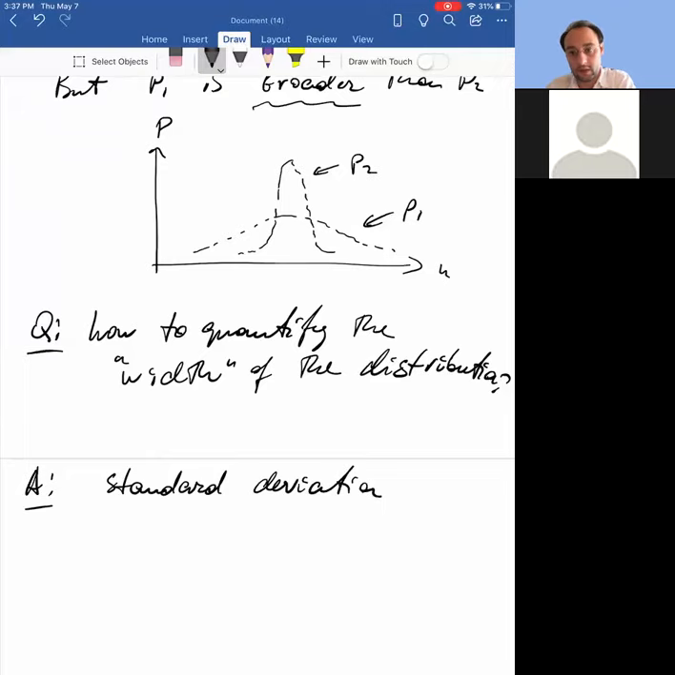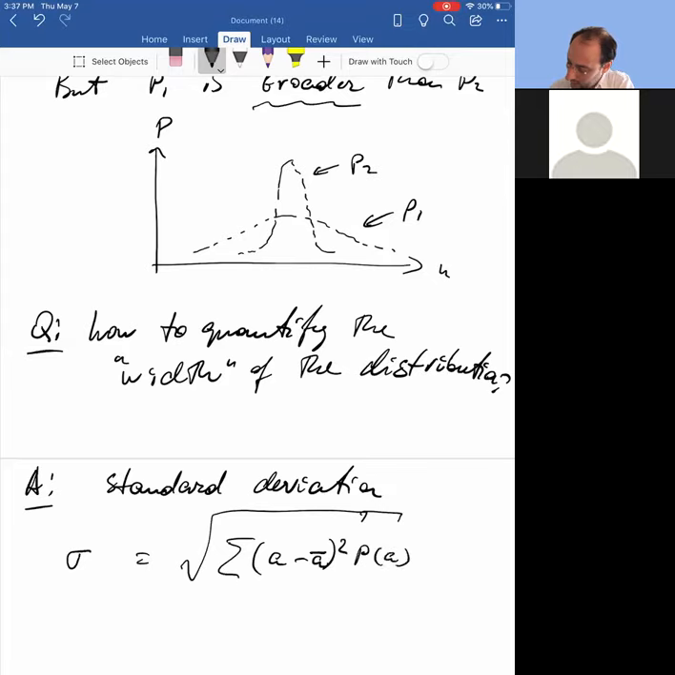And here's the procedure. So first, let me define the standard deviation. This is called sigma. Oftentimes they use the letter sigma. And it's given by the square root of the average of the deviation. Okay, this is a mouthful, but let's digest what it is. Let's try to understand what it is.